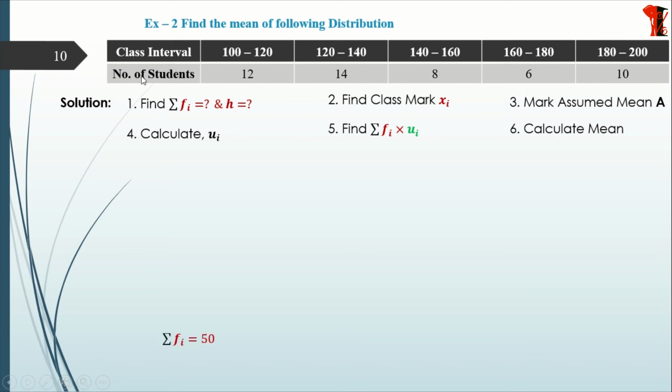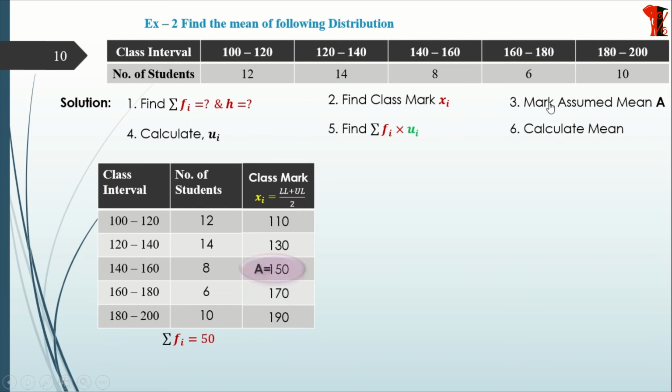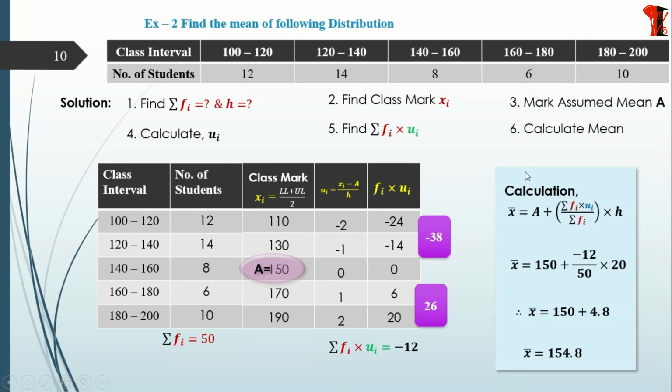First, write the table, then sigma fi, then find the class mark, then mark the assumed mean, then calculate ui. You know that: a is 0, the previous ones are -1 and -2, then +1 and +2. Then fi ui, then add the negative numbers and add the positive numbers, then finally add them both. That gives sigma fi ui, which is -12. Then the calculation of the mean using the formula. The mean over here is 154.8. This lies between 140 and 160. Hope you understood. Thank you.